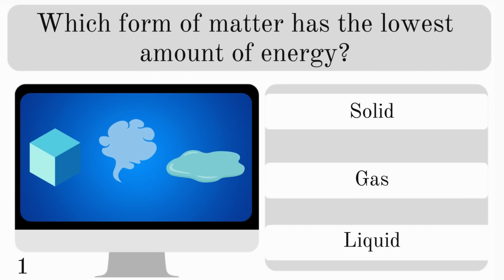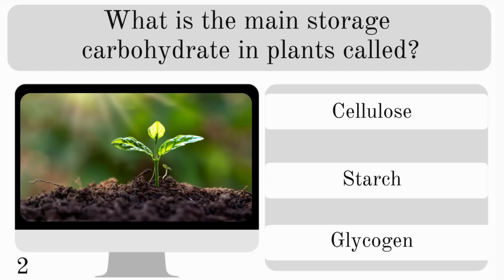Which form of matter has the lowest amount of energy? A solid, gas or liquid? The correct one here is a solid. What is the main storage carbohydrate in plants called? Is it cellulose, starch or glycogen? The correct one is starch.